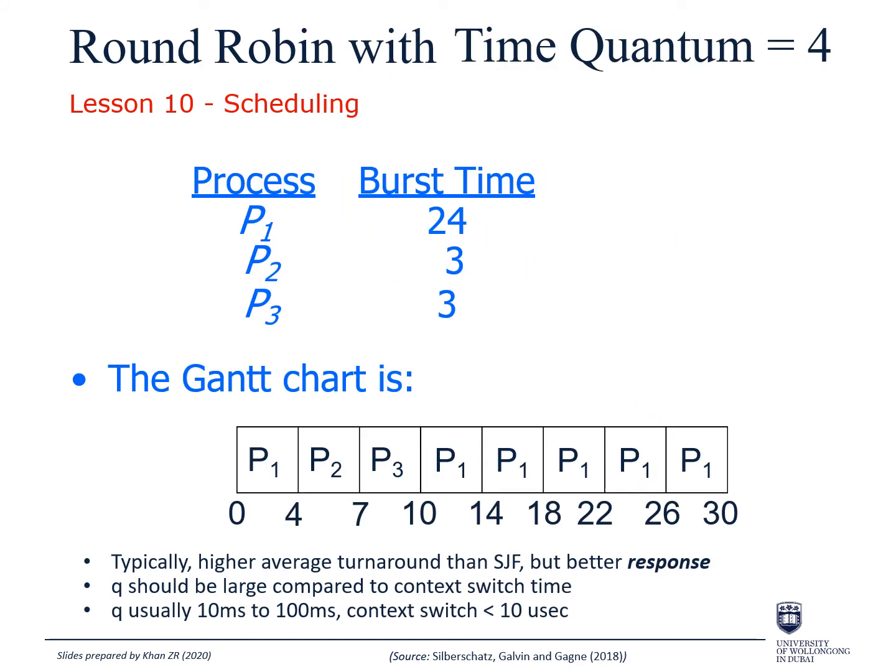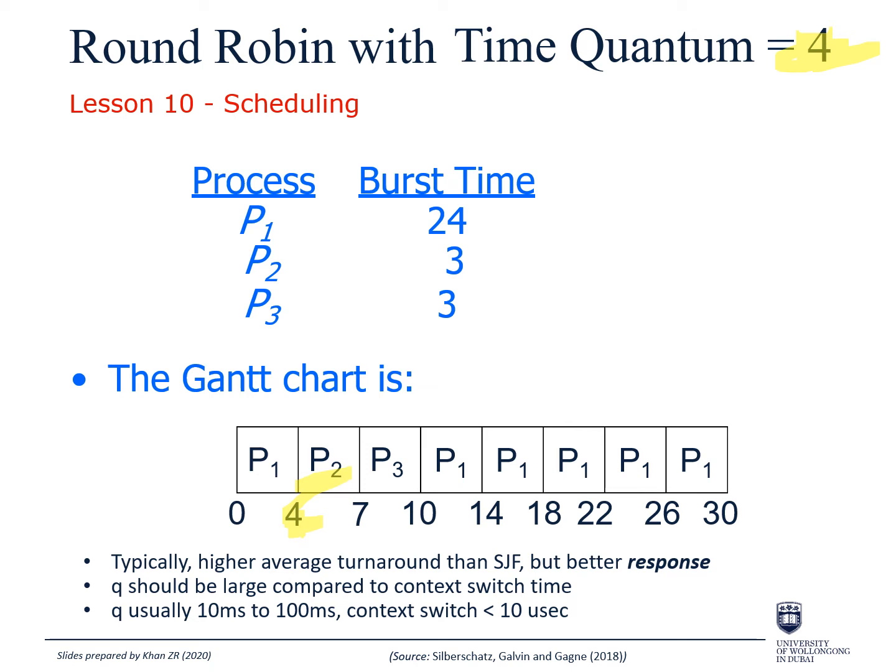Here's an example of round robin with a time quantum of 4. So you've got the processes P1, P2, and P3, as you can see here. On the second column, you've got the burst times, 24, 3, and 3 correspondingly. Now the Gantt chart here is very important to notice. You will notice that for P1, although it says 24, we can only do 4 because our quantum time was 4.